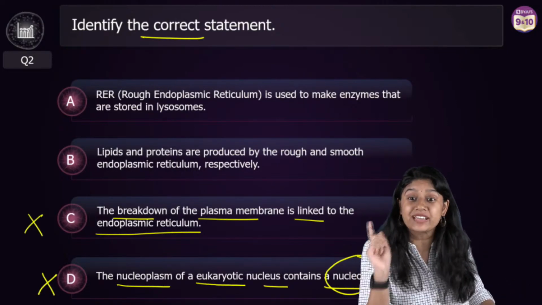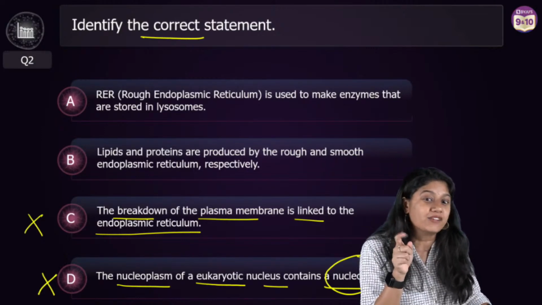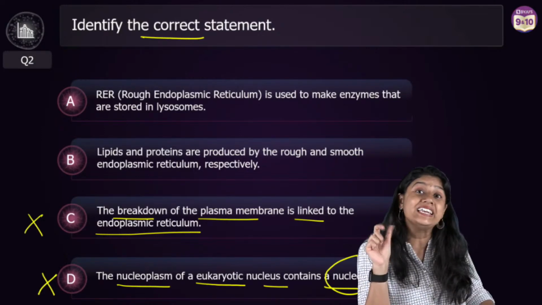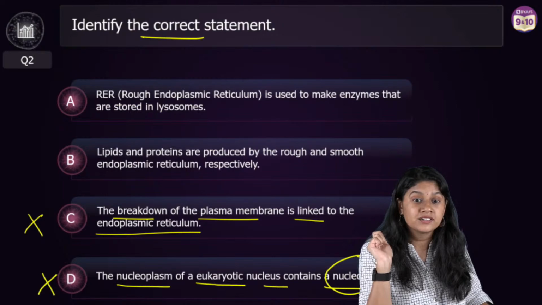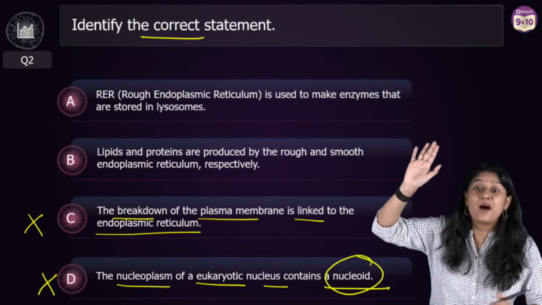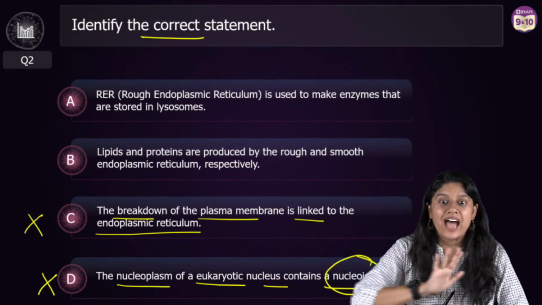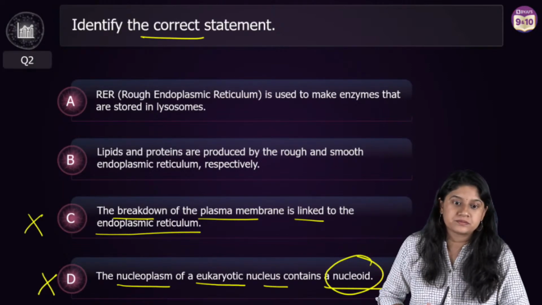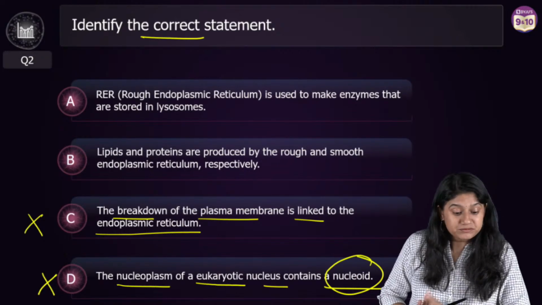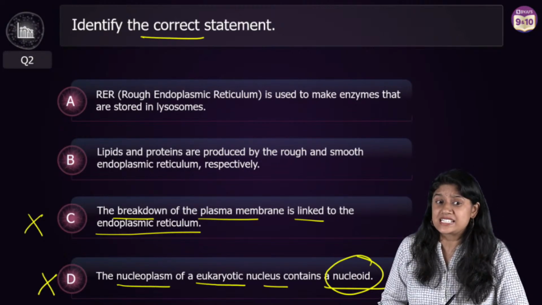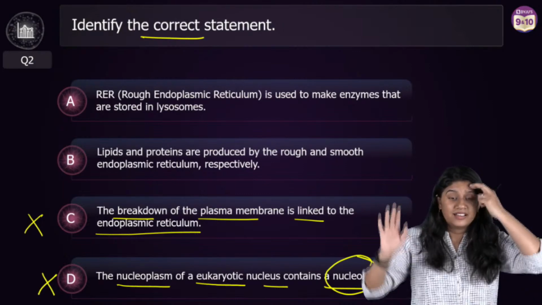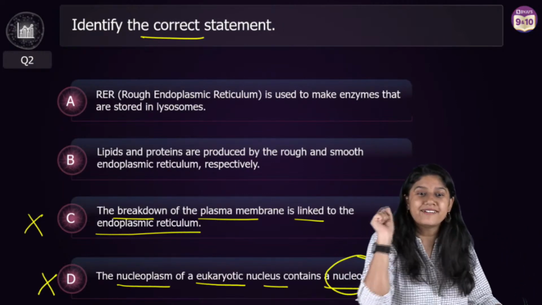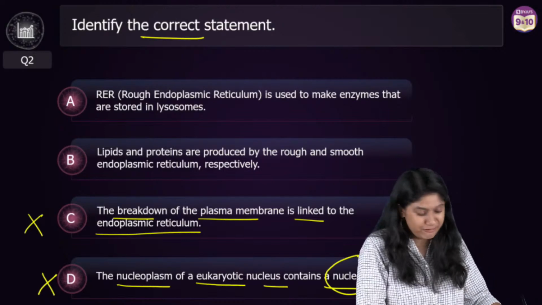Everyone, read the question carefully. How many of you have read that we have to identify the incorrect statement? Quickly raise your hand. When I was going through this question, I also read it as incorrect. How many of you read it that way? So, it's a lesson for all of us: we have to read the question carefully.